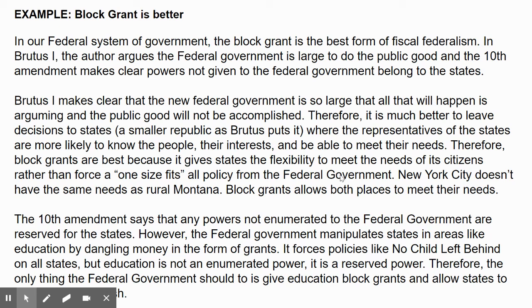So very clearly, Brutus, the whole local argument, that's his whole point here. Large government bad, small, close to you, government better, local state government much better. So that's what I argue for using Brutus 1.